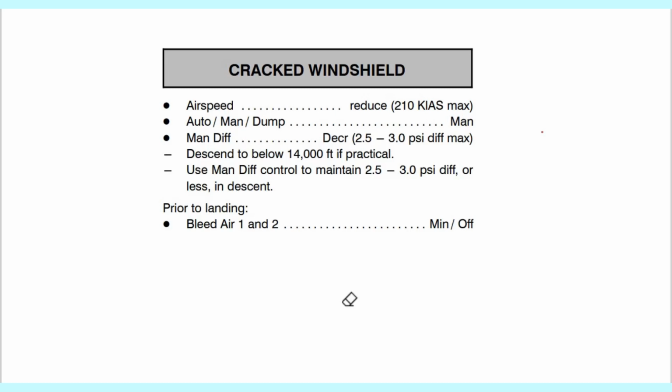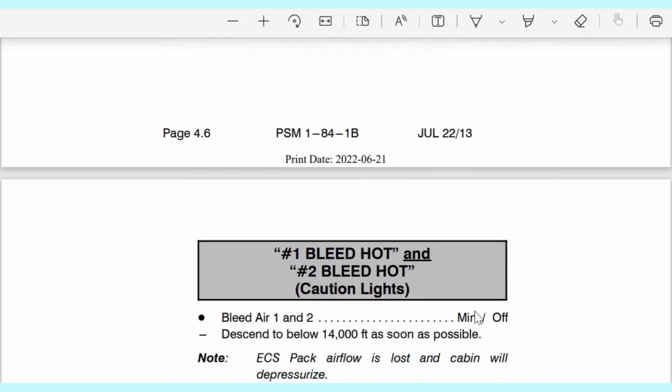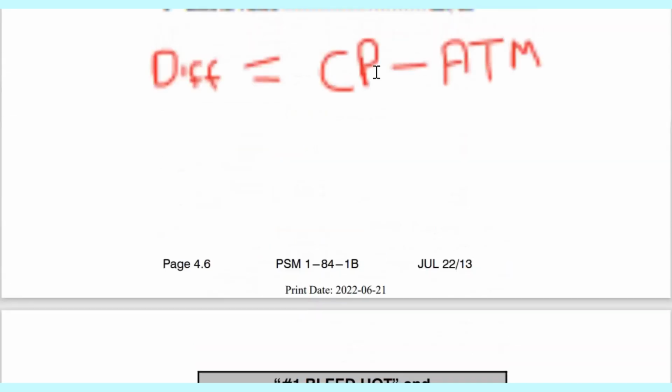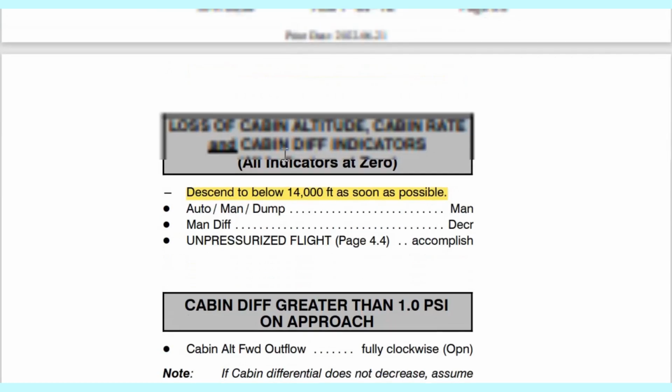Now if you see these type of items which are in inverted commas, these are very simple. You know why? Because these are caution lights. Can you see most of these, like crack windshield, this one, that one? Besides this one here, they don't have inverted commas. This one does have because there's a warning light. But the moment you have a caution light, just call for that checklist.